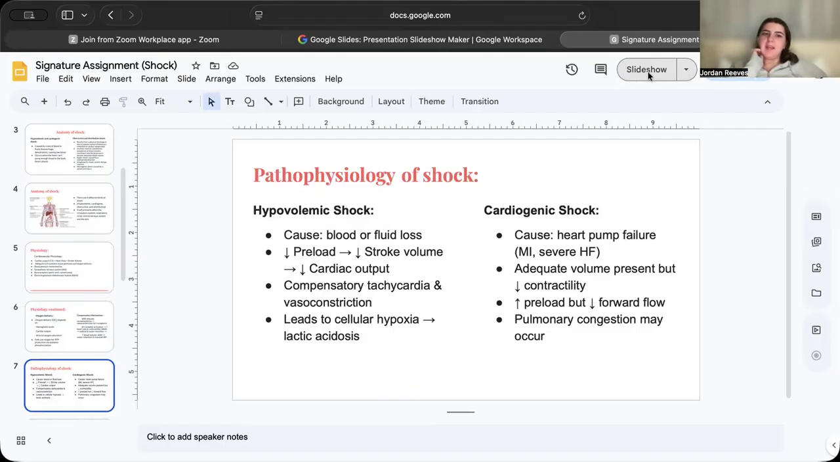Distributive shock: septic, anaphylactic, and neurogenic. So severe vasodilation, really, really big vessels, right? Systemic vascular resistance drops, so the blood pools in the periphery. And in septic shock, the cytokines are released. Once the cytokines release, they are damaging the endothelial.